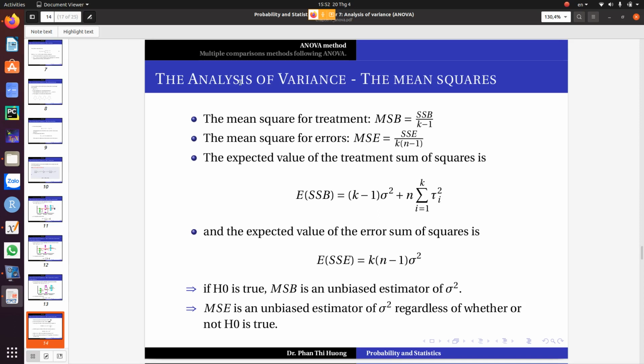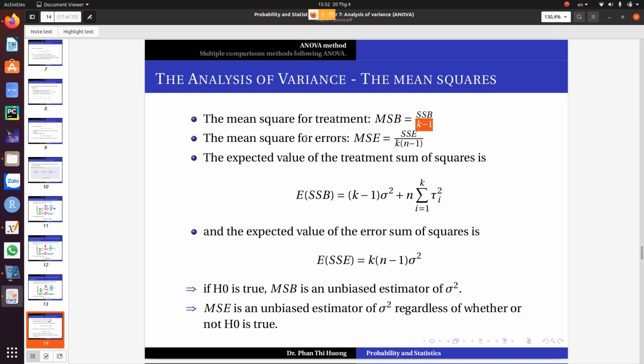So we consider the mean square for treatments. It's just the average. We know that SSB will be the total variability between treatments. Now we are not only interested in the total variability, we also care about the mean, or the average, of the total variability due to treatment. We consider MSB equals the sum of squares of differences over the degrees of freedom, k minus 1, k because we have k groups.